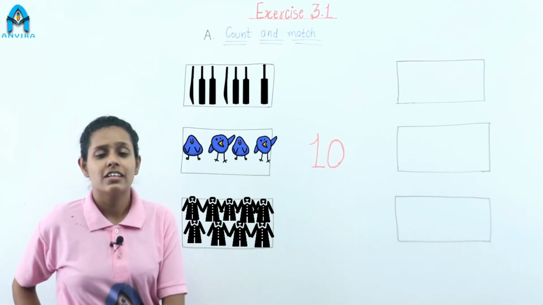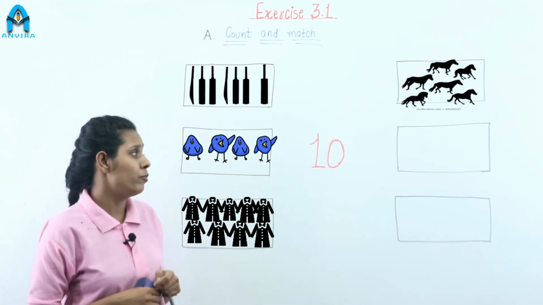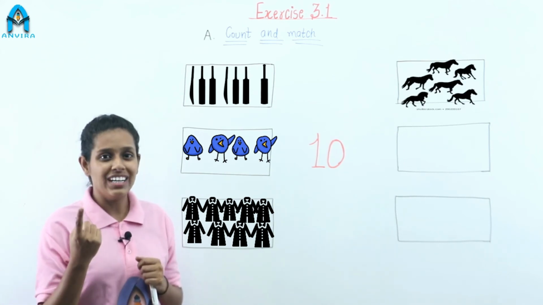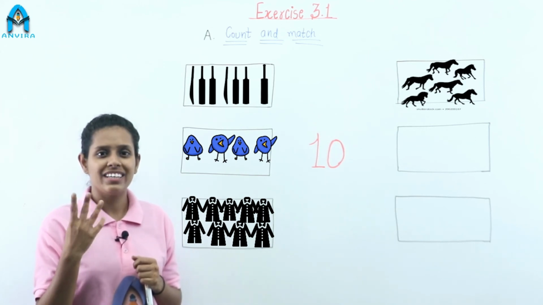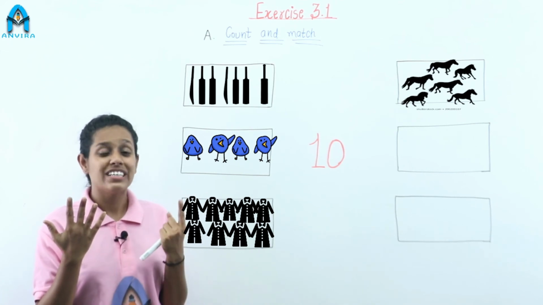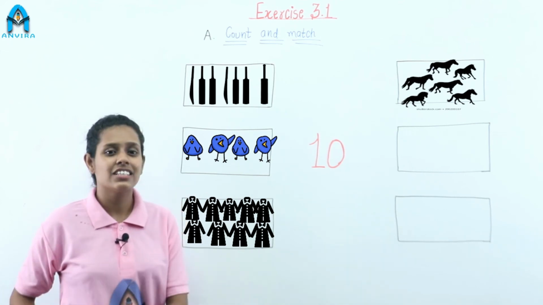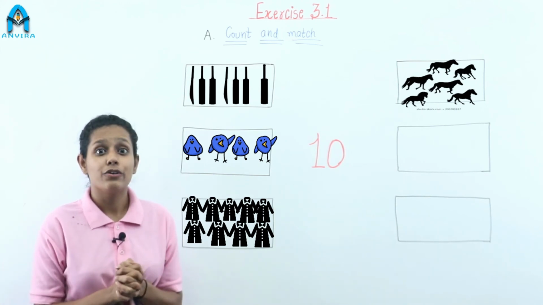What is this? These are horses. Let's count. How many horses? 1, 2, 3, 4, 5, 6. 6 horses. Now look at the next.